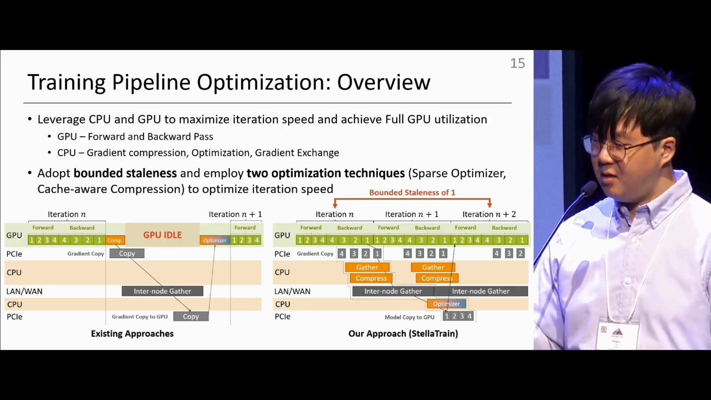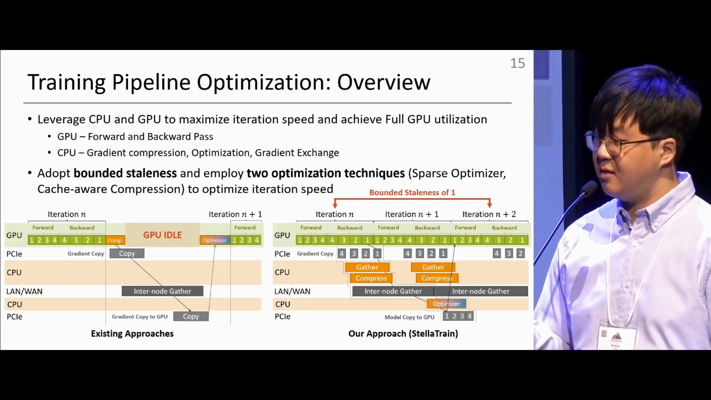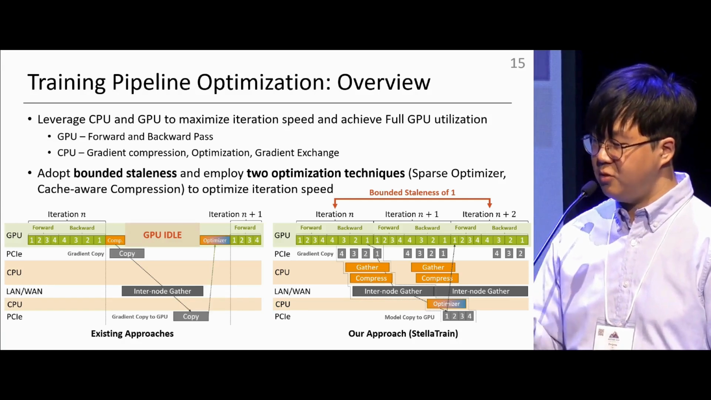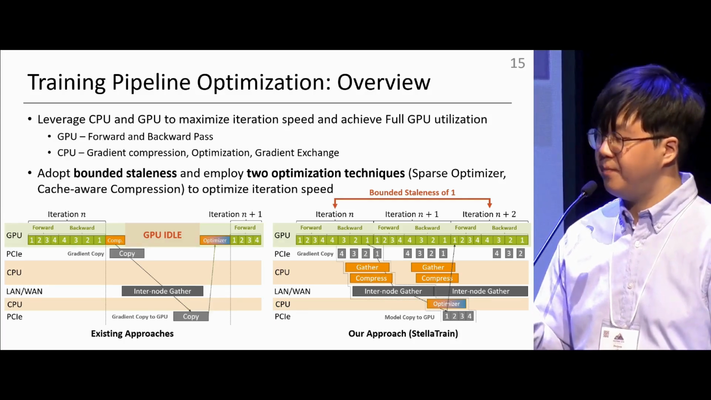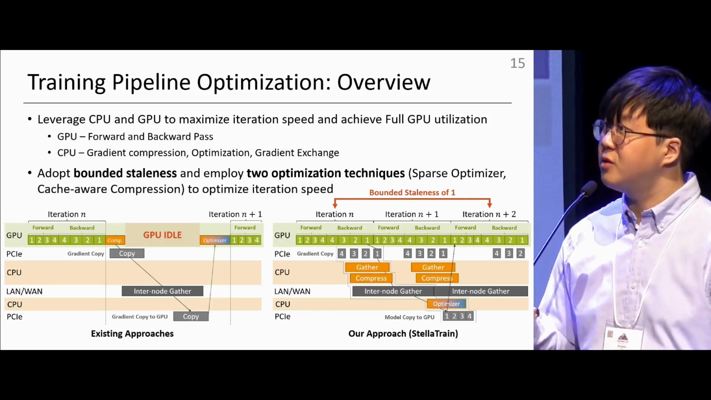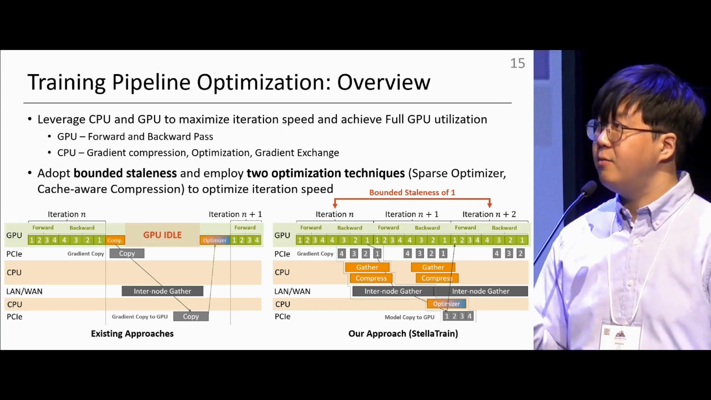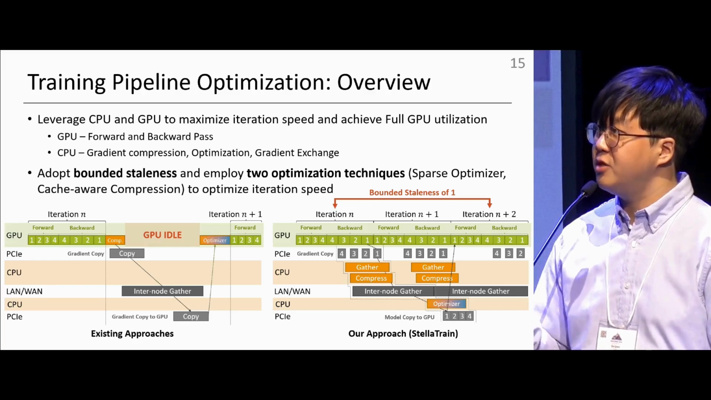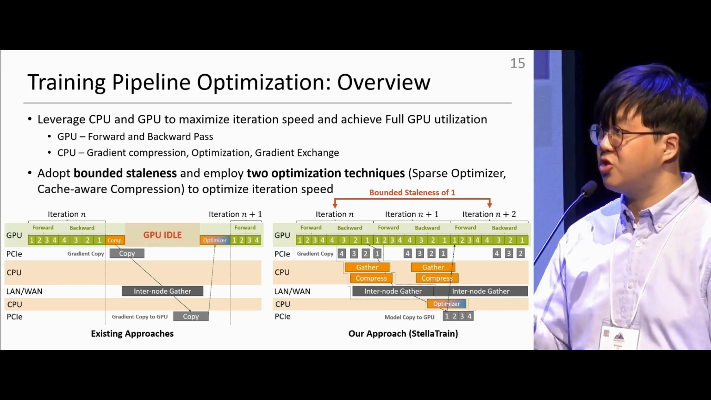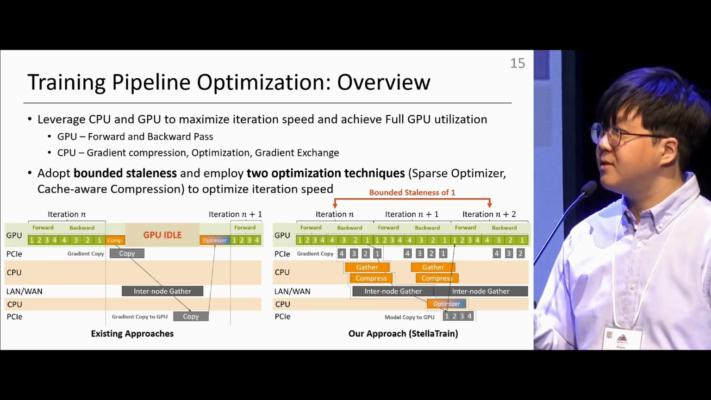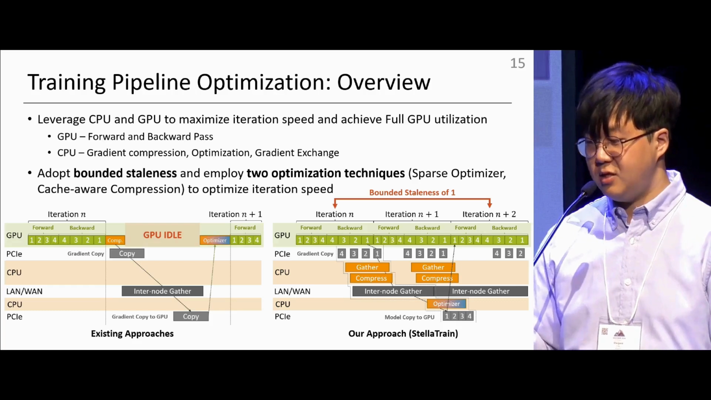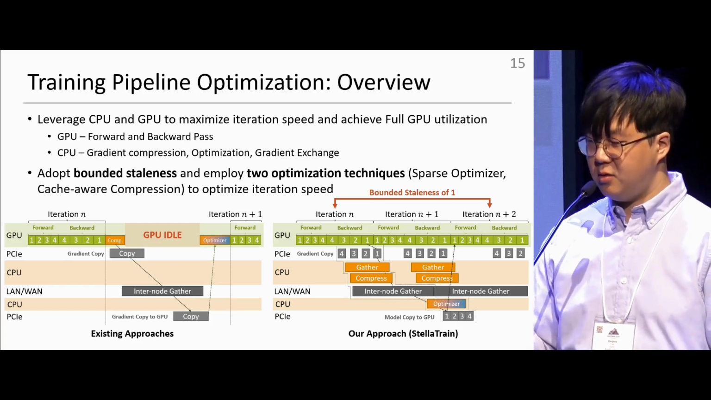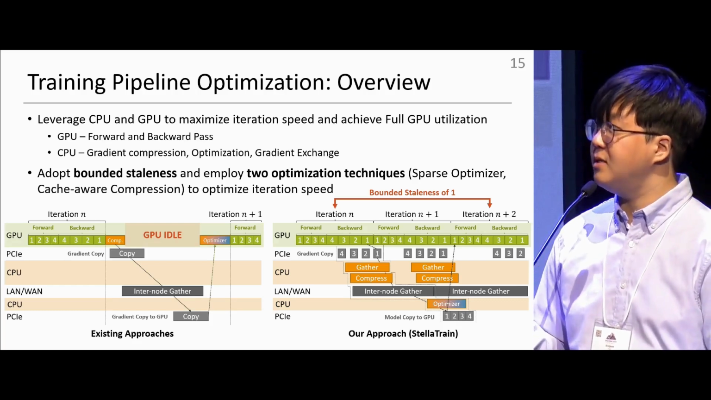So the system adopts these two suggested approaches and leverages both CPU and GPU to maximize iteration speed and achieve full GPU utilization. We let the GPU focus on forward and backward passes, and we let the CPUs do gradient compression, optimization, and gradient exchange. So we out-of-bound the staleness and employ two optimization techniques to optimize iteration speed. We will take a look at the two optimization techniques in more detail.